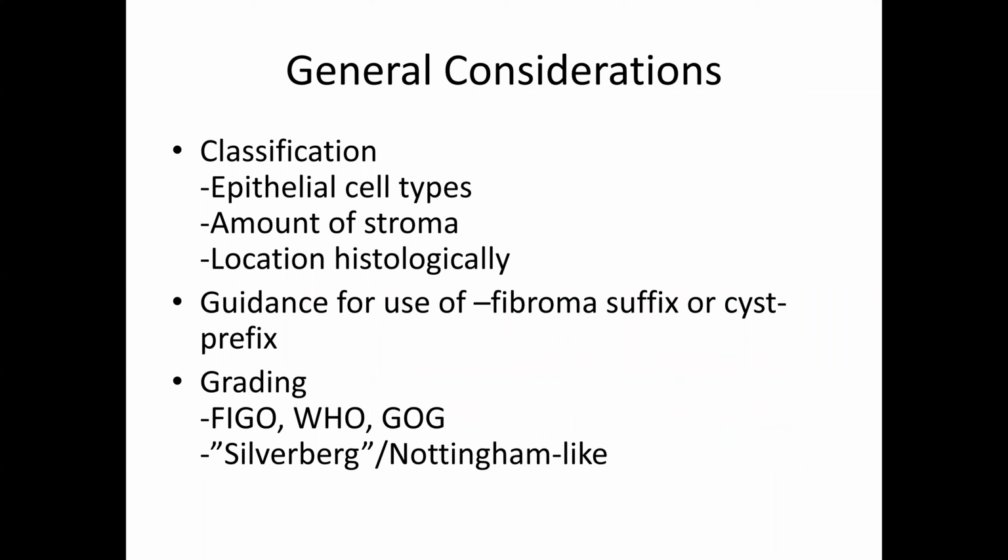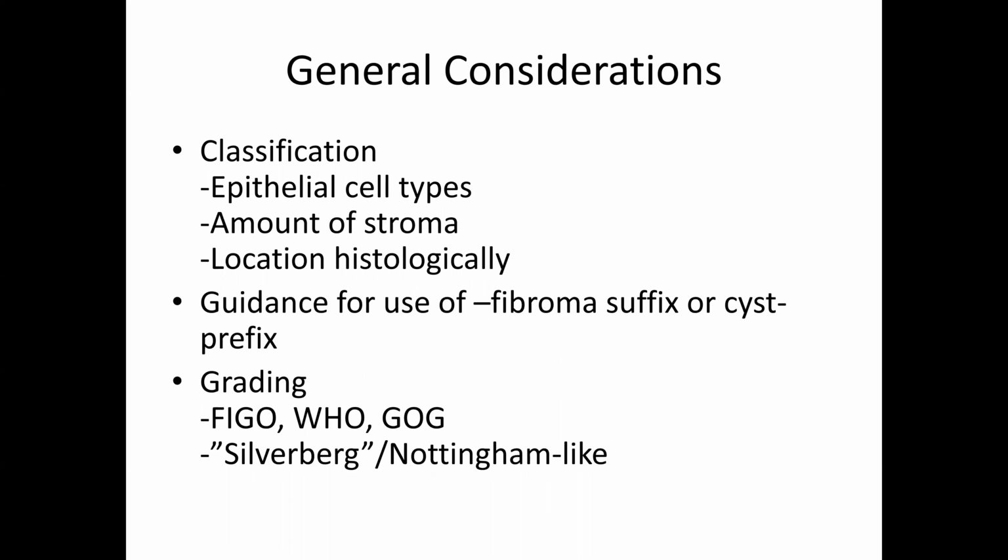As we think about this topic in general, there are certain things that we think about relative to classification. First, of course, is the epithelial cell type or cell of origin. We look at the amount of stroma that's present and then where it's located. Obviously, today we're focusing on the ovary. But there are a number of suffixes and prefixes, such as fibroma or cyst and so forth, that can come into play in terms of annotations and so forth.